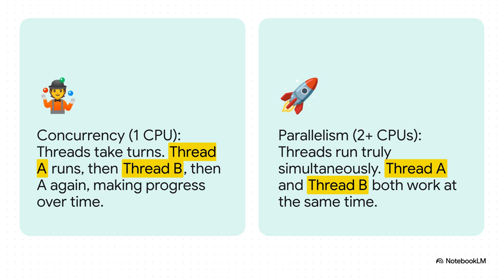The top timeline shows concurrency. On one CPU, thread A runs for a little bit, then the OS switches to thread B, then it switches back to A, and so on. They're both making progress over time, but you can see they're taking turns. Now look at the bottom timeline for parallelism. With two CPUs, thread A and thread B are running for the entire duration, truly simultaneously. That right there is the power of multi-core processors.